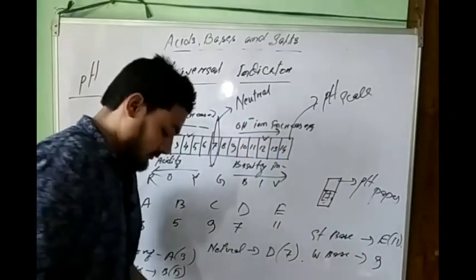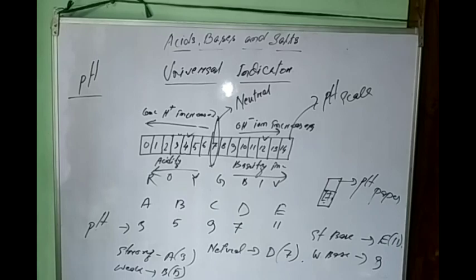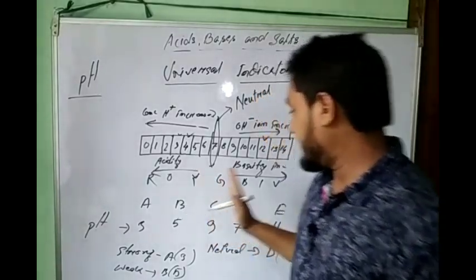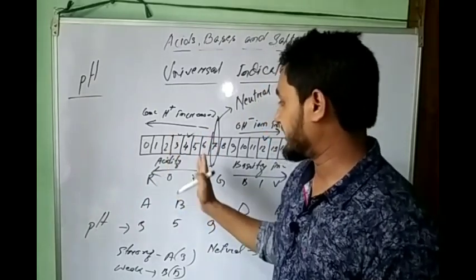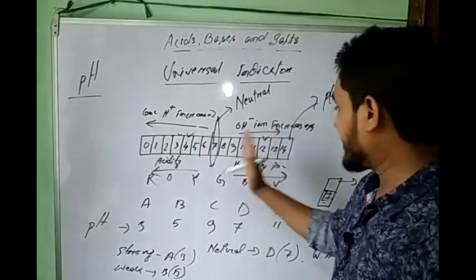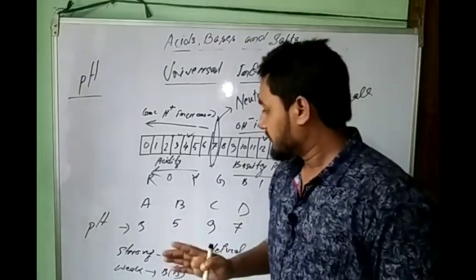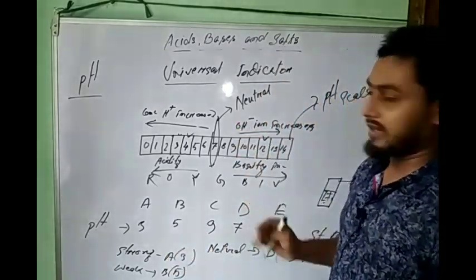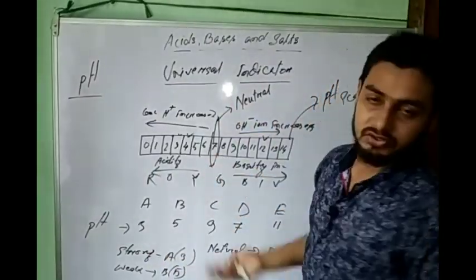Now from this, what happens? See, acidity increases with decrease in pH, and basicity increases with increase in pH. So in this way, you can determine the pH of your solution or the nature of your solution.